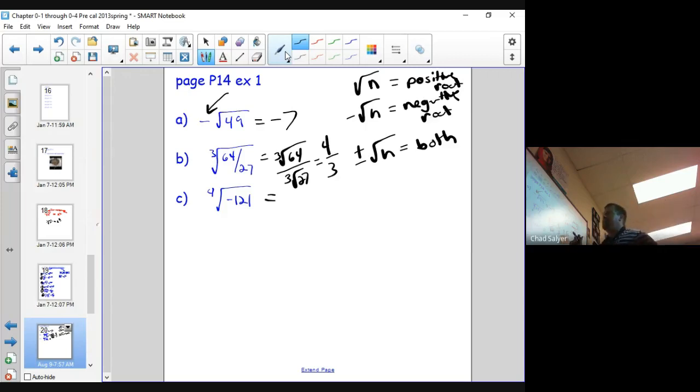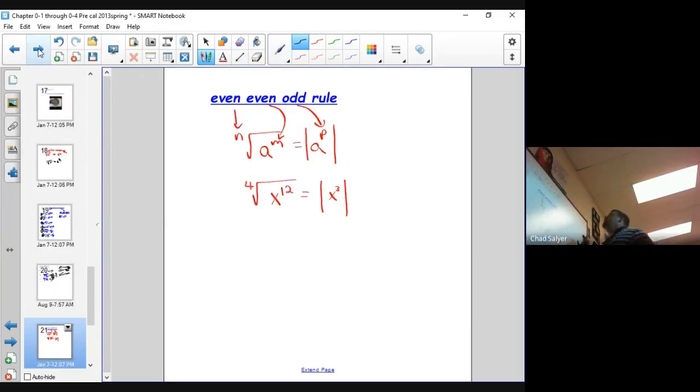Now this last one, they try to trick us a little bit. The fourth root of negative 121. So 4 is an even value. We have an even index. We have a negative radicand. That has no real solution. That would have only an imaginary solution. So no real solution when you have an even index and a negative radicand. That's what's under the radical symbol.